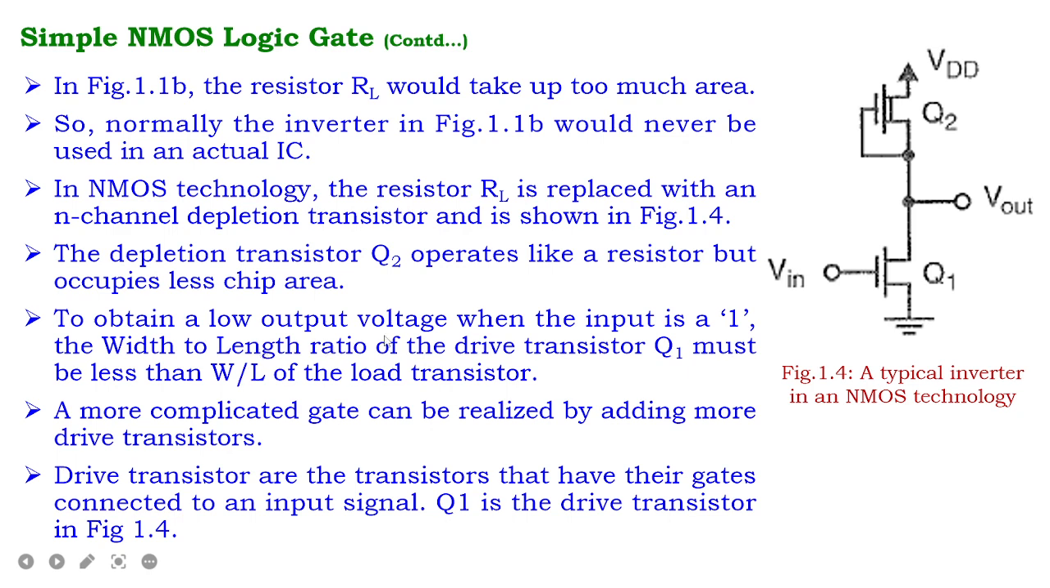To obtain a low output voltage when the input is a 1, the width to length ratio of the drive transistor Q1 must be greater than the width to length ratio of the load transistor. A more complicated gate can be realized by adding more drive transistors. Drive transistors are the transistors that have their gates connected to an input signal. Q1 is the drive transistor in figure 1.4.